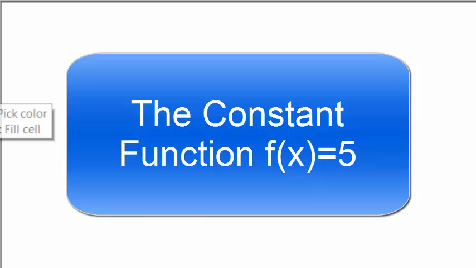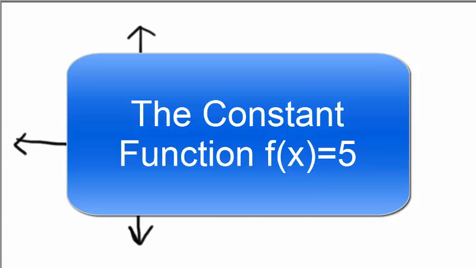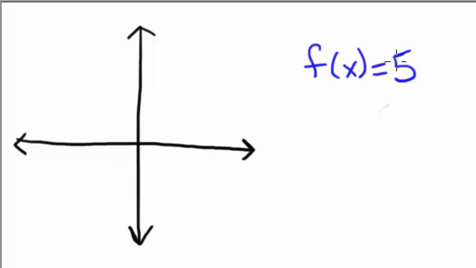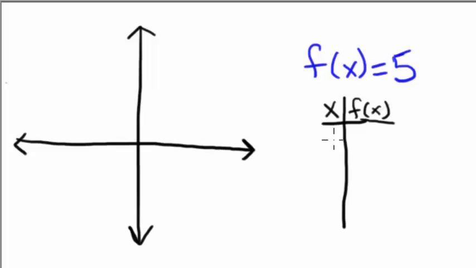Before I give you the general form of the graph and the general properties of the constant function, I'm going to give you a specific example. We're going to take a look at the function f of x is equal to 5. This is a constant function with constant 5 used to define it. What this does is for any value of x, f of x will be 5.